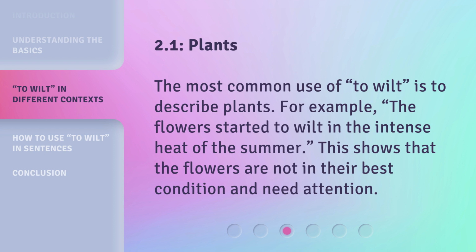2.1 Plants. The most common use of to wilt is to describe plants. For example, the flowers started to wilt in the intense heat of the summer. This shows that the flowers are not in their best condition and need attention.